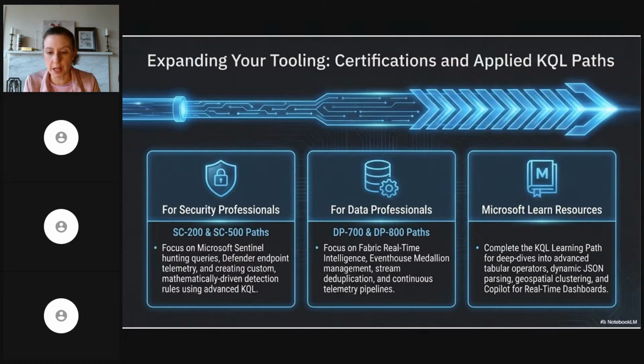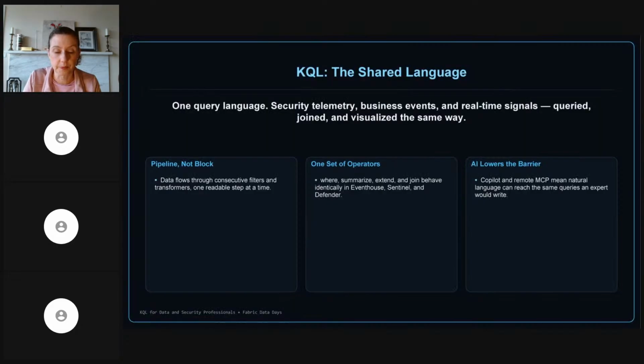Complete the KQL learning path for deep dives into advanced tabular operations, dynamic JSON parsing, geospatial clustering, and Copilot for real-time dashboards. So KQL is the shared language: one query language, security telemetry, business events, and real-time signals, queried, joined, and visualized the same way. Pipeline, not block. Data flows through consecutive filters and transforms one readable step at a time. One set of operators where summarize, extend, and join behave identically in Eventhouse, Sentinel, and Defender. And AI lowers the barrier. Copilot and remote MCP means natural language can reach the same queries an expert would write.